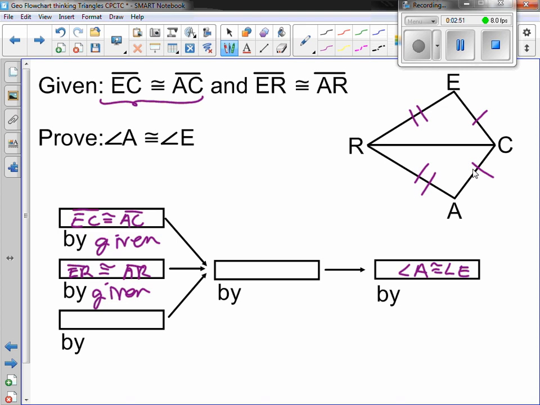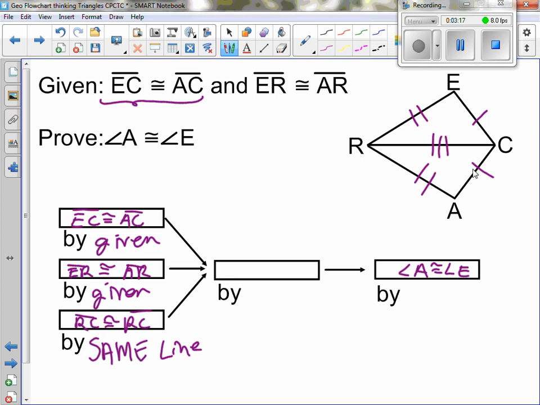And lastly, is there anything else congruent? RC would be congruent to what? RC is congruent to CR, or we can just say RC. Same line. It's congruent to itself. So that's pretty much everything that would be congruent in these two triangles, yes? Do I have enough information to use one of my congruency theorems? Well, I do, don't I?